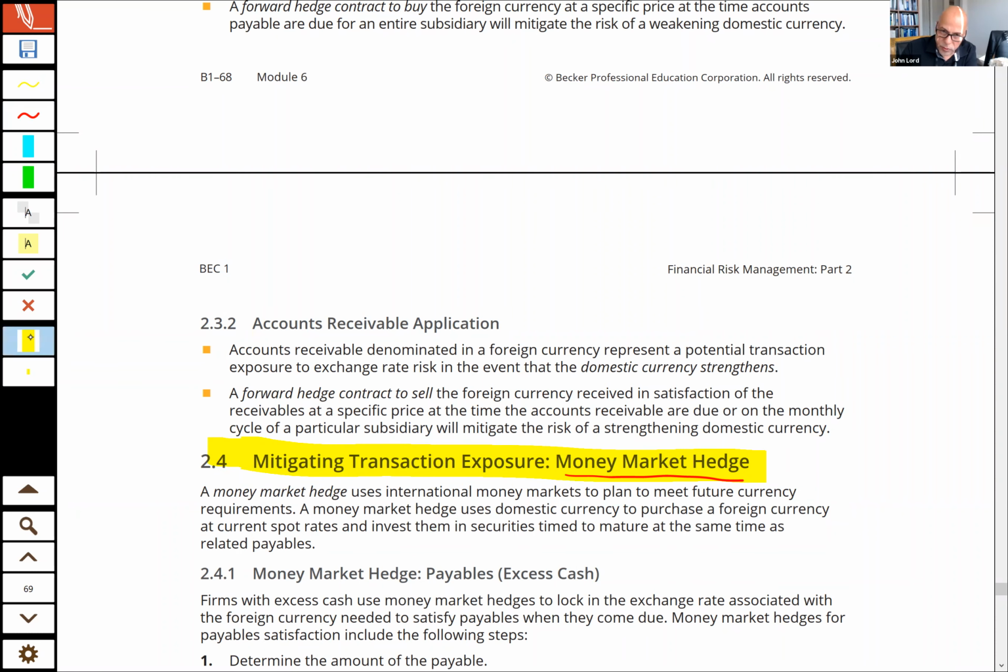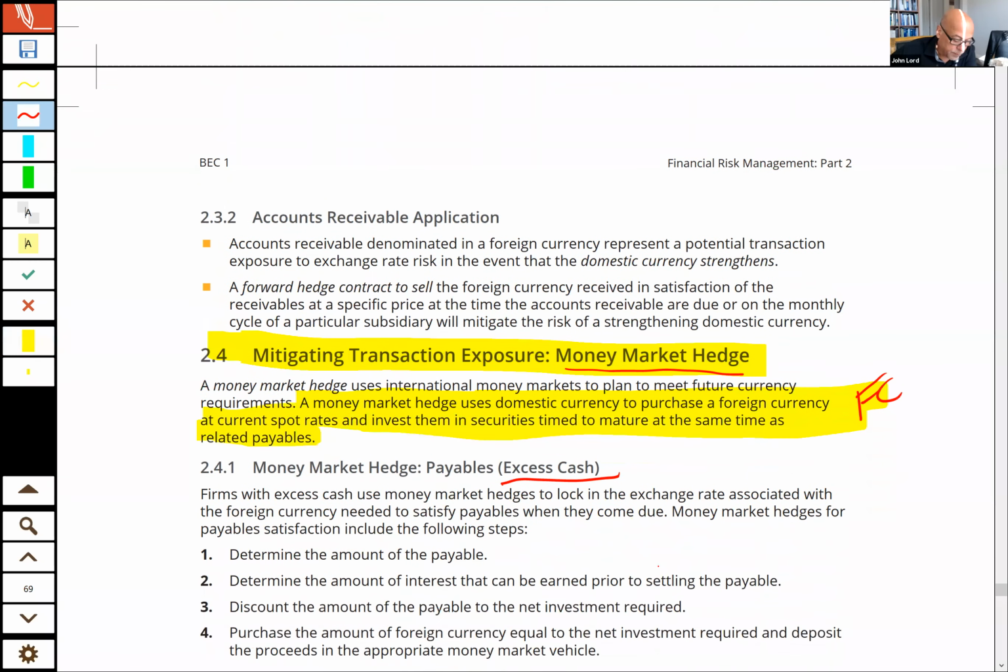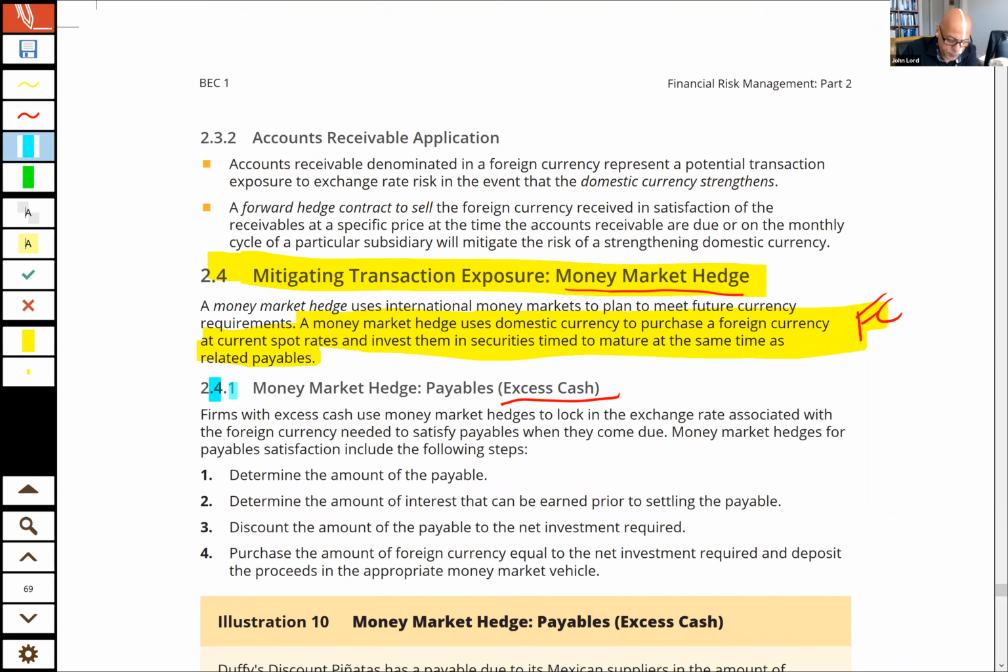And this is just another tool. There's no rule that says when you should use one of these versus the other. But a money market hedge uses domestic currency to purchase foreign currency at the current spot rate and invest it in securities that mature at the same time as the related payables. So there's two approaches here. One is excess cash, and the other is, hey, we don't have excess cash, so we're going to have to borrow funds. Let's first look at the excess cash example.